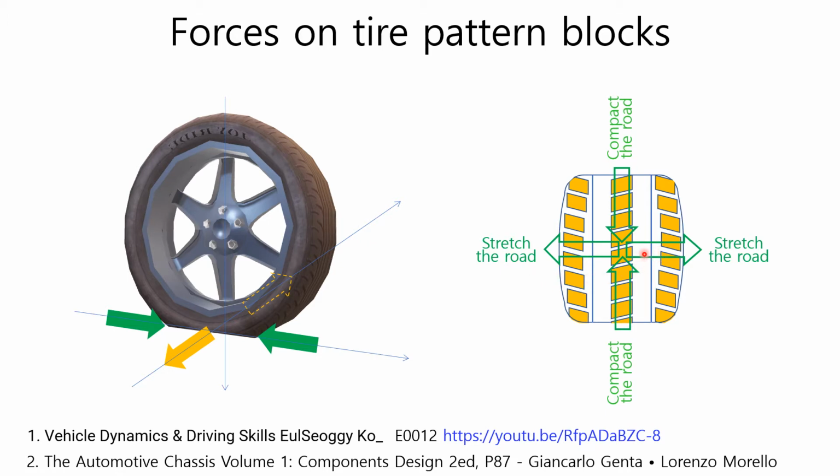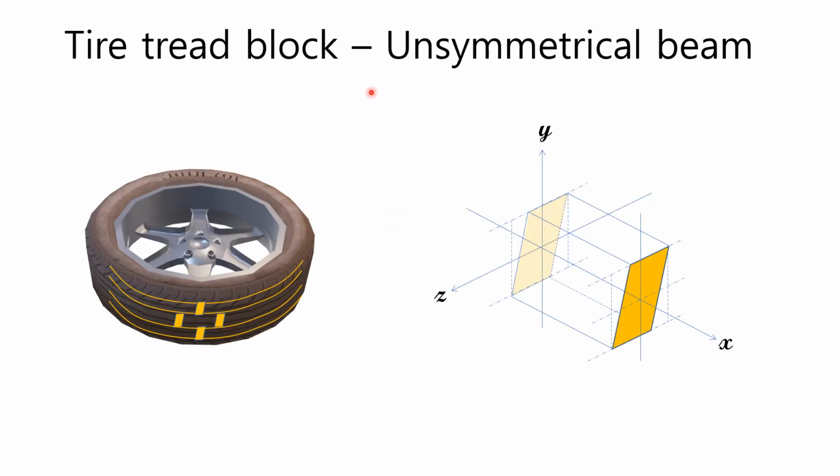You can find the detailed explanation in the YouTube channel EulSeoggy Ko video number E12 here. And also in the reference book, The Automotive Chassis Volume 1 Components Design, written by Giancarlo Genta. Therefore, we can model the tire tread block as a beam element shown here.